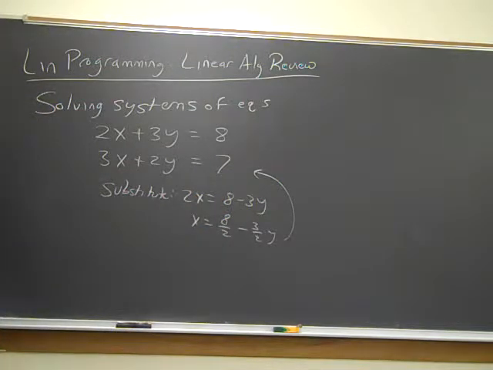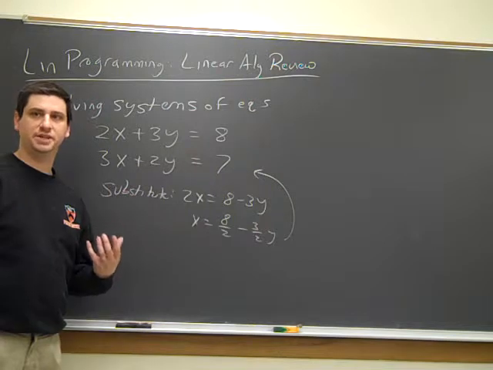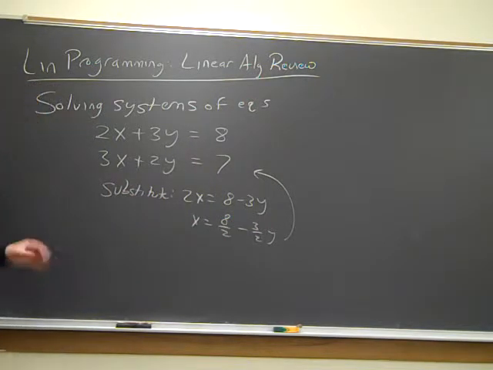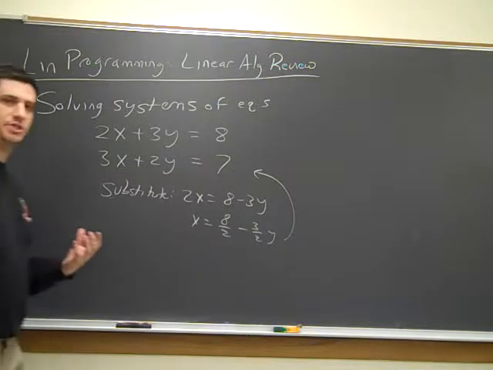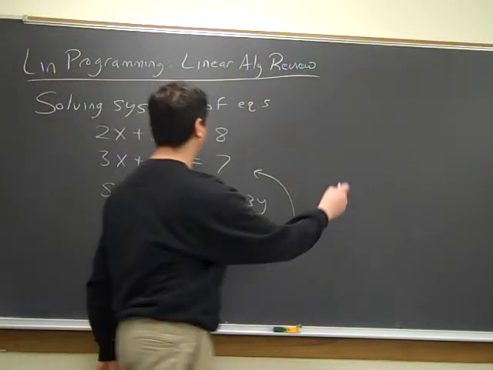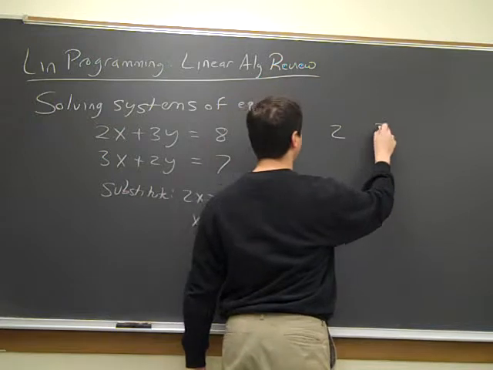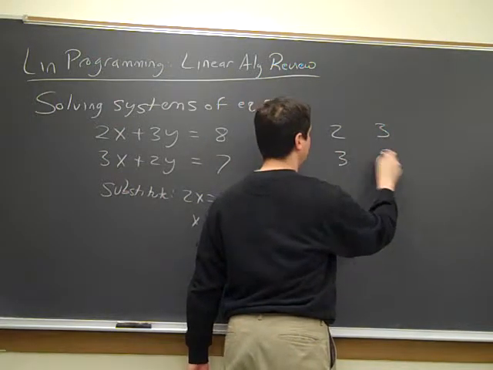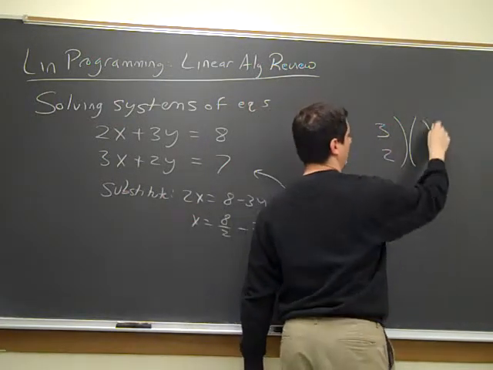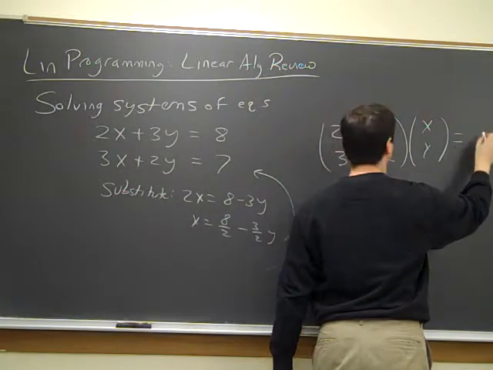And so what we want is a more formal way of attacking something like this. Then we'll talk about whether or not we expect something like this to have a solution, and if so, how many solutions we expect. So we introduce matrix form. We're going to write this as the matrix [2, 3; 3, 2] times the vector (x, y) equals (8, 7).